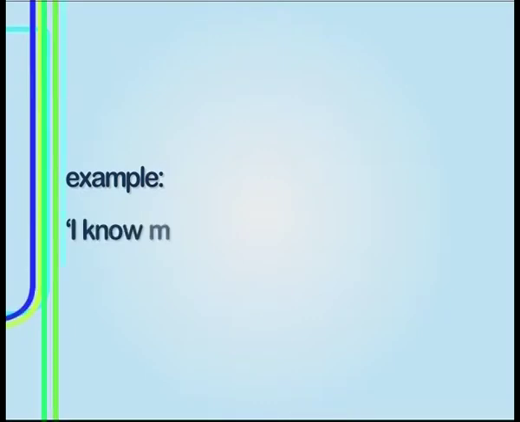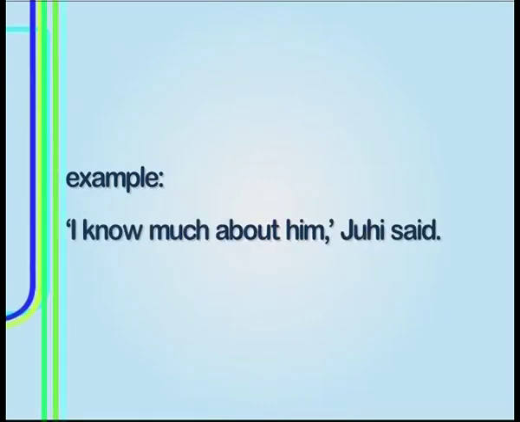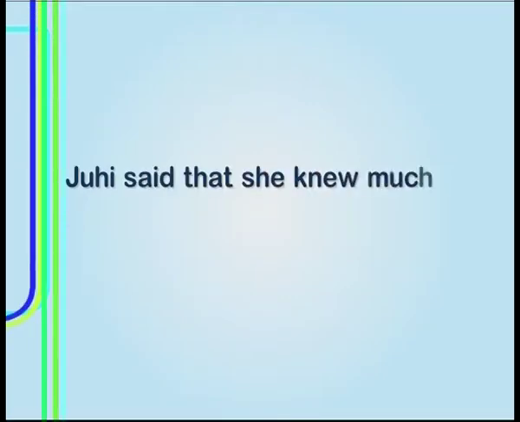One way of reporting what someone has said is to repeat his actual words. For example, "I know much about him," Juhi said. A sentence like this is called a quote structure, also called direct speech. Instead of reporting Juhi's exact words, the writer could have said, Juhi said that she knew much about him. A sentence like this is called report structure, also called indirect speech.